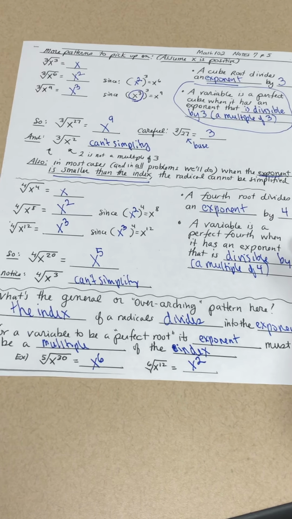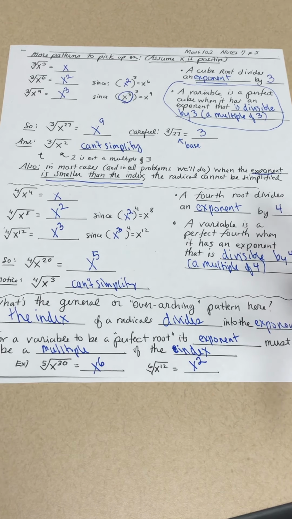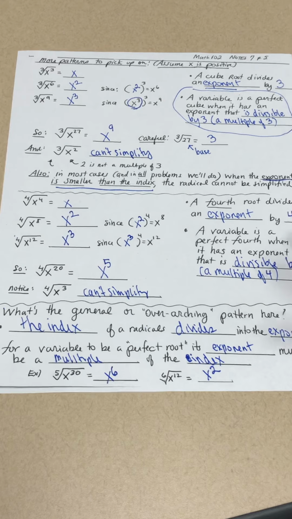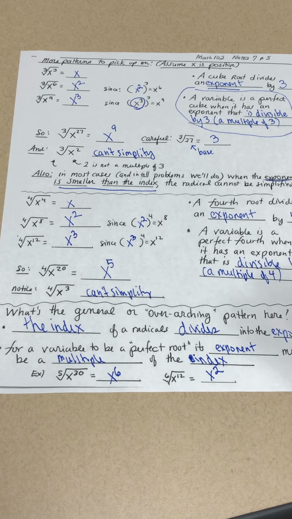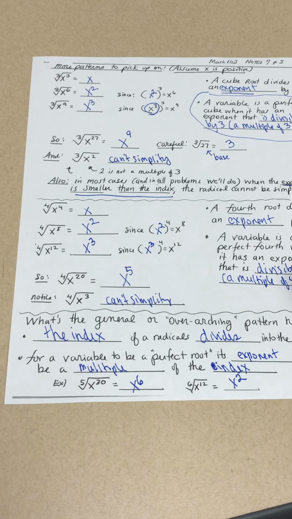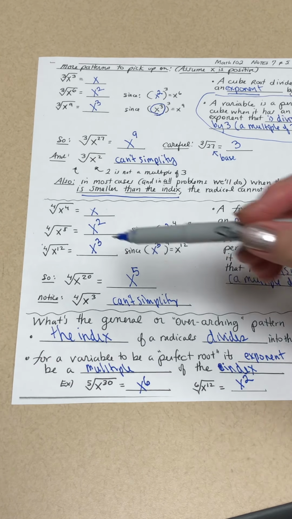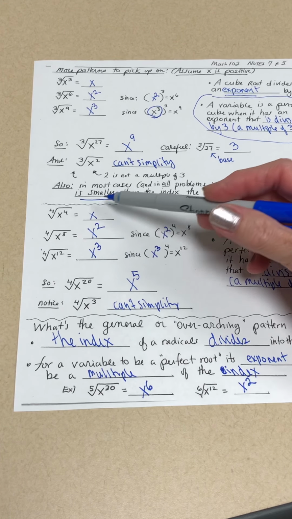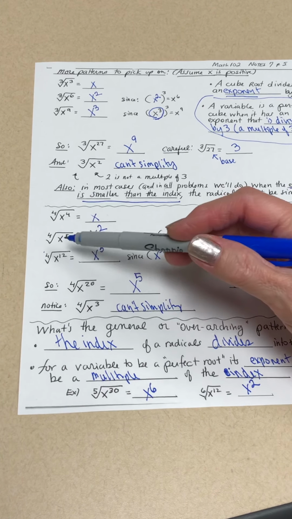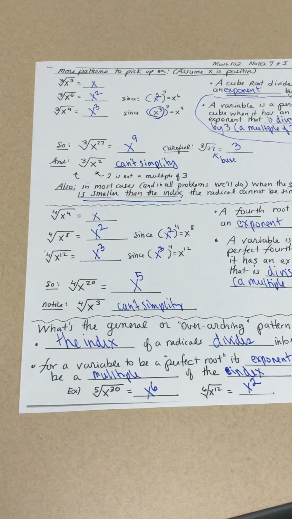So these patterns are going to help us when we start simplifying more complicated radicals. And this is the overarching pattern. So remember, the index divides into the exponent, and for something to be a perfect fourth or a perfect fifth, or basically to simplify so that the answer does not have a radical, that exponent needs to be divisible by the index.